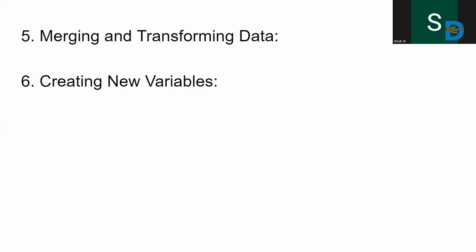The sixth one is creating new variables. Finally, you can generate a new column or metric by performing a calculation on your existing data. This could include things like calculating the age of a customer based on their birthday, or deriving a discount percentage based on the purchase amount.